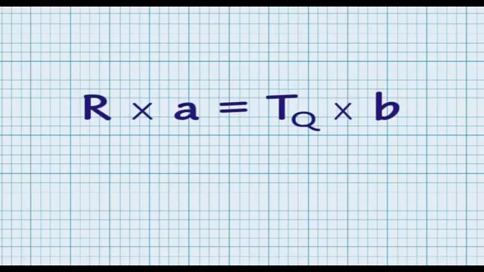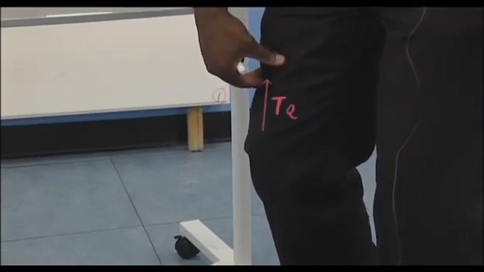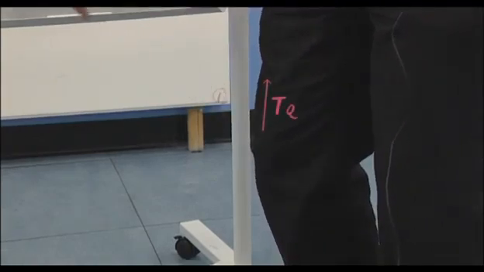Again, consideration of rotational equilibrium results in a simple relationship between R, A, TQ and B, leading to a result for the tension in the quadriceps, TQ. You can test that out yourself. If you were to bend your knees down, you can feel that your quads are active, and we require this force to stop us from collapsing to the ground.